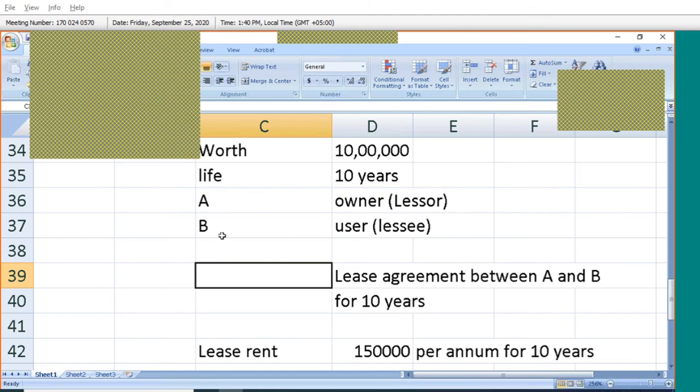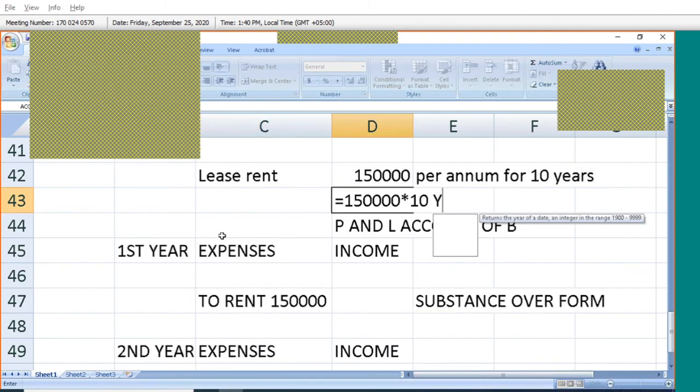And what is the price of the asset? The worth of the asset is 10 lakh. But how much is paid by B? 1,50,000 per annum into 10 years. How much is paid by B to A? 15 lakh.